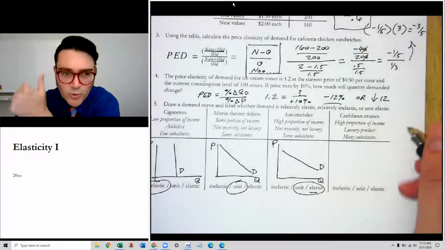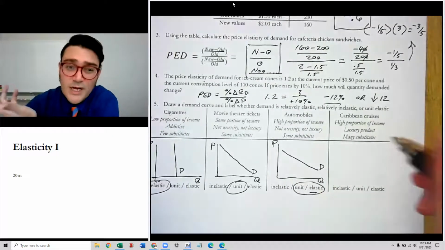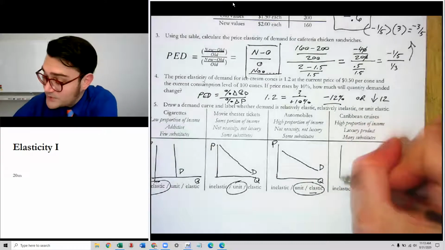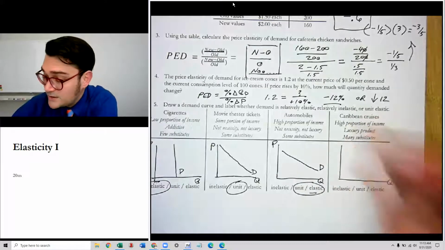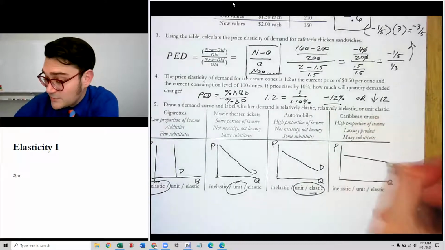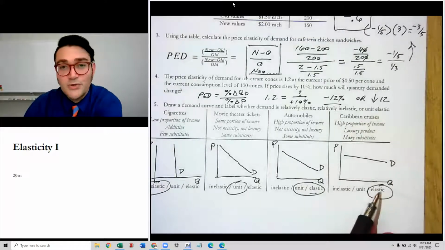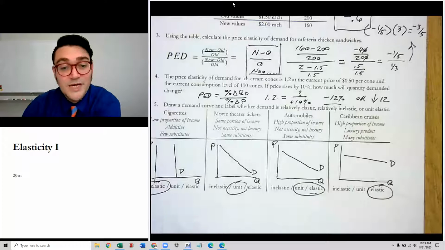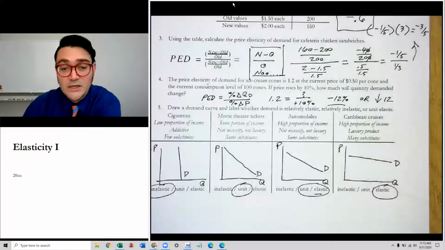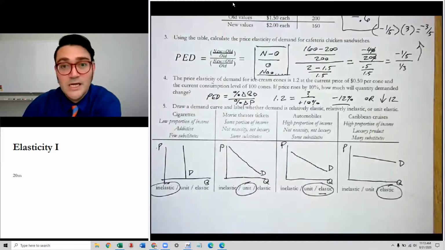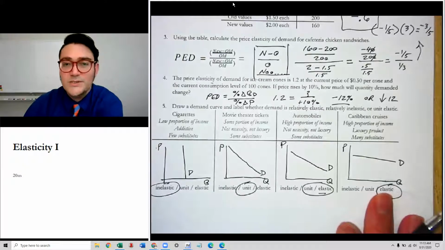Caribbean cruises, high proportion of your income. It's a luxury product. There are a lot of substitutes for it. So that's hopefully keying us in that it's very elastic, right? And so you will often see lots of times elastic goods will go on sale. Inelastic goods do not. You will never see cigarettes go on sale. You don't usually see toilet paper go on sale, but Caribbean cruises, they go on sale all the time.